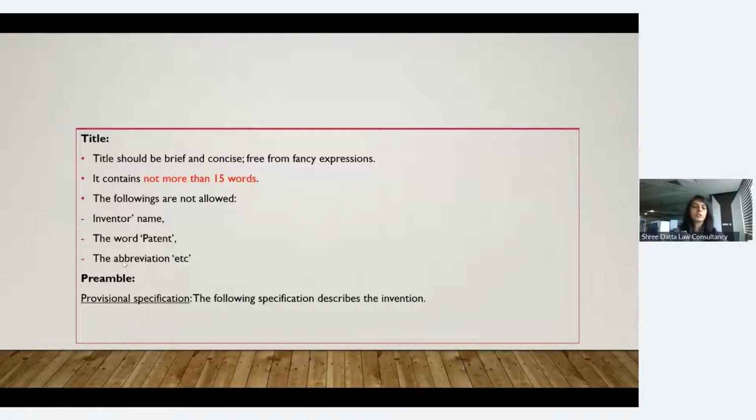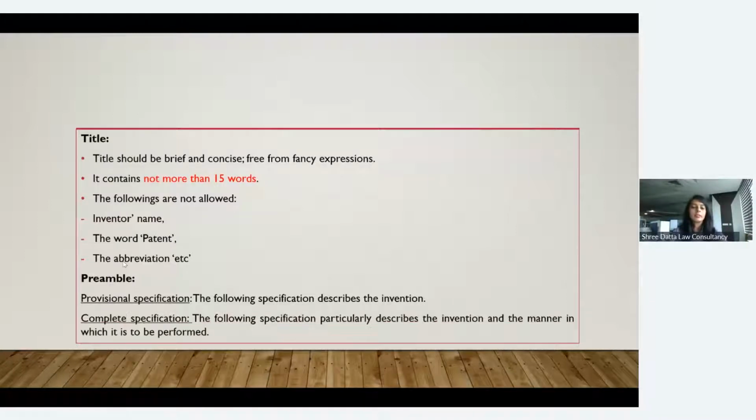Then the preamble. If you are filing the provisional specification, then the preamble is common for all the patent applications. So the preamble will be: the following specification describes the invention. And in the complete specification, that preamble will be a little bit modified: the following specification particularly describes the invention and the manner in which it is to be performed. So this preamble will be in the form 2. I will also show you form 2, how it looks.